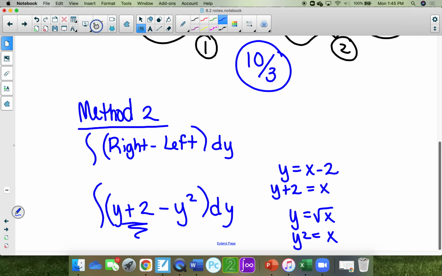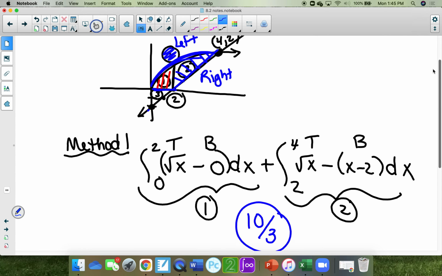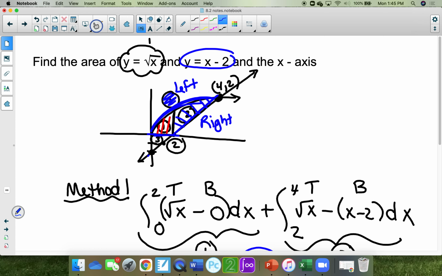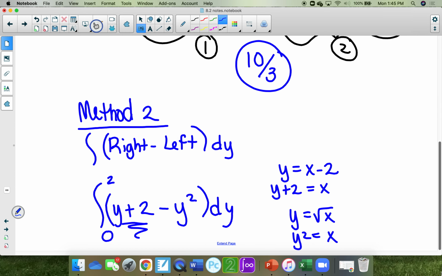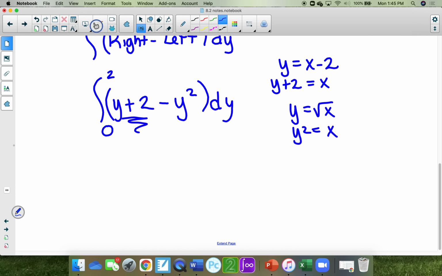And I'm going to integrate from 0 to 2. And if you look at it, my y value is 0 up to my y value 2. So I'm integrating from 0 to 2. Y plus 2 minus y squared dy. So this is method number 2. This is right minus left, and you only need 1 to do this one, and you still get 10 thirds.